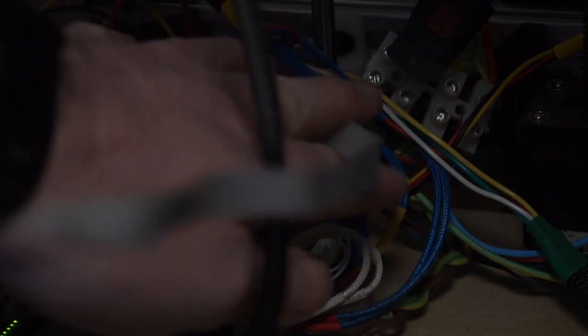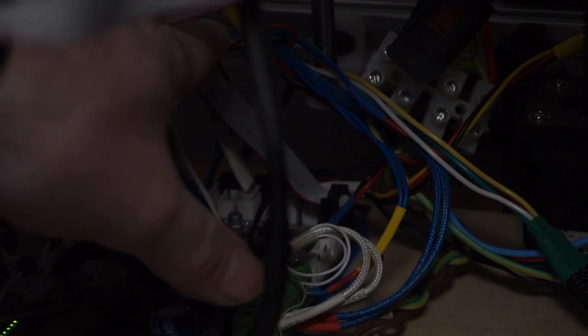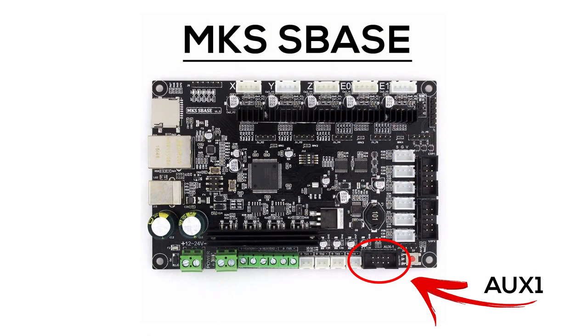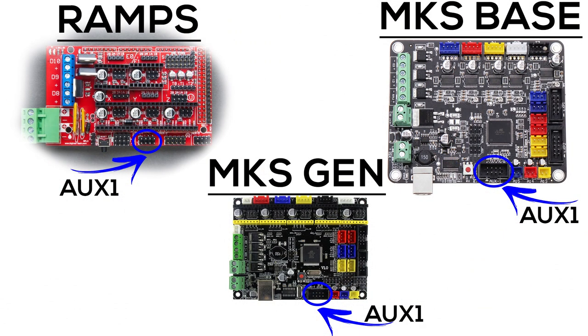You can see this cable I'm dangling around here. I'm going to put a graphic up on the screen, but it just connects down here to, I believe, the auxiliary one port. There are a couple other auxiliary ports at the back there, but we don't need to worry about them. We're using auxiliary one on the S-Base, and I'll put a whole bunch of different things up on the screen now for you guys to see which board and where it might be plugged into.